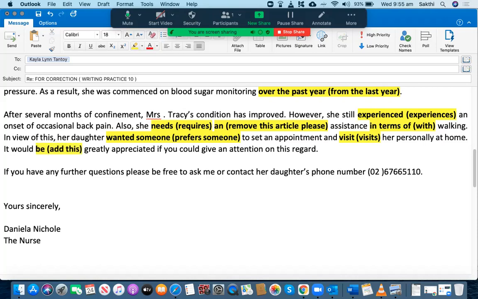So greatly appreciated if you could give an attention. Attention is an uncountable noun, so remove this, please. Remove this article. It doesn't need any article. Okay, please. On this regard, no, it's not on this regard, but in this regard.